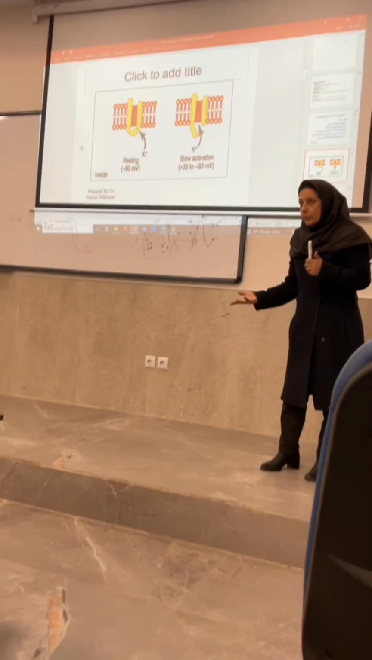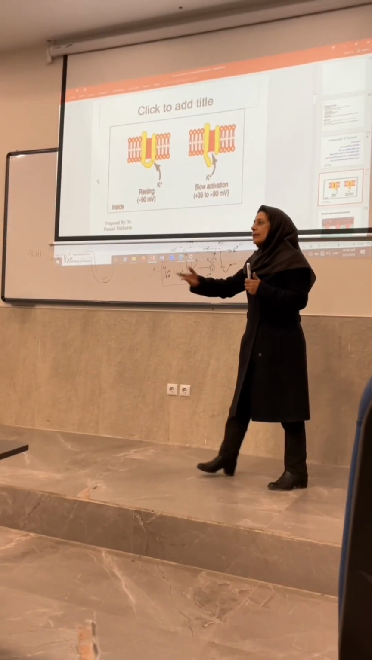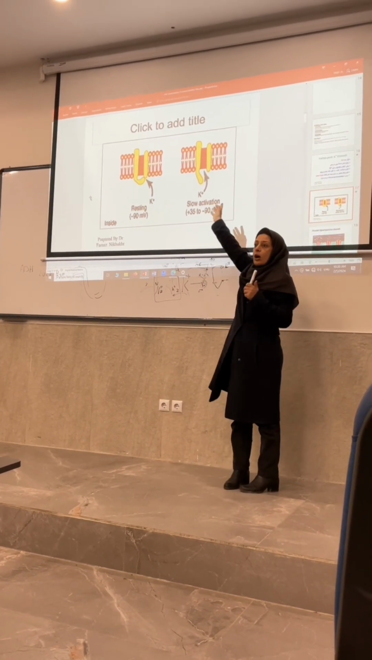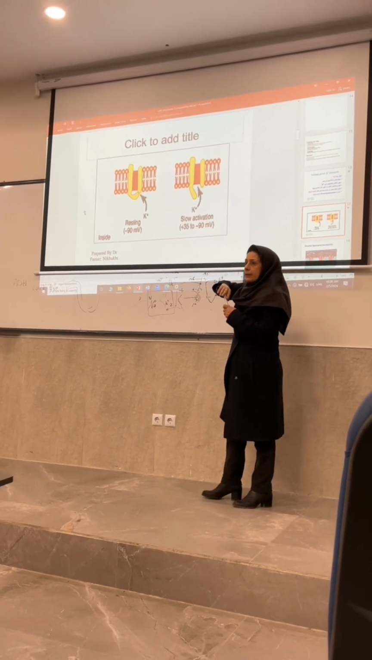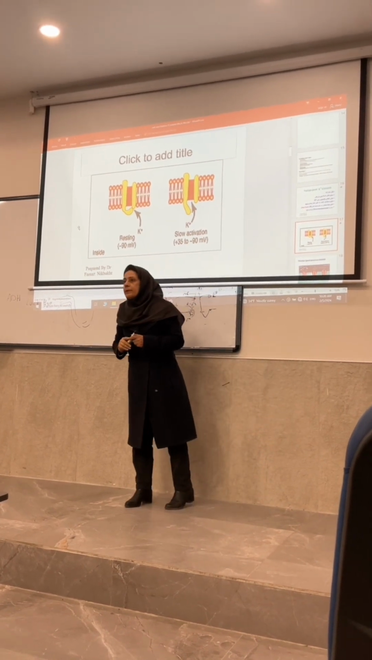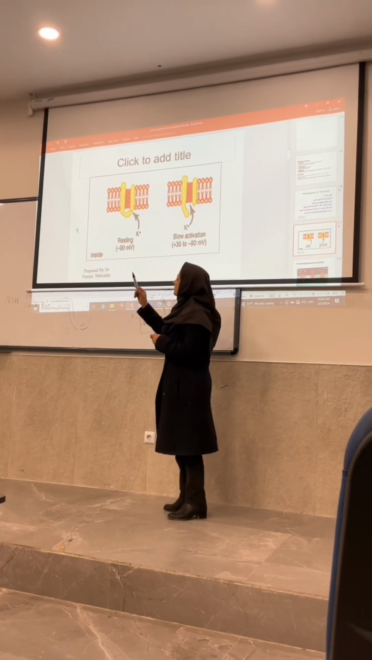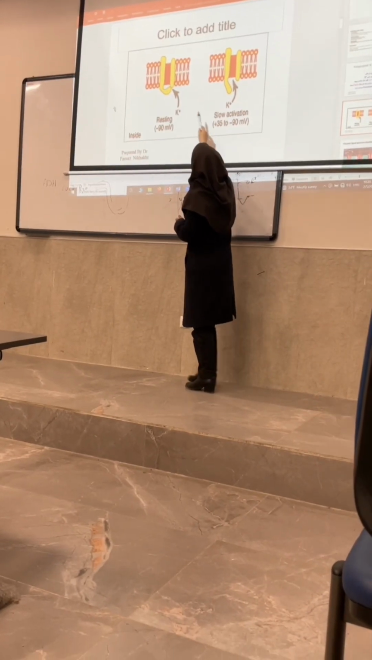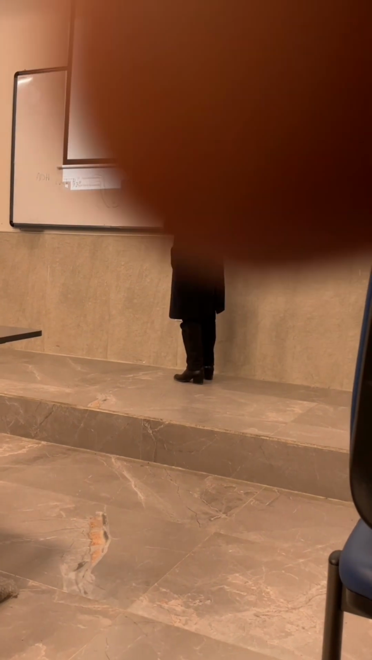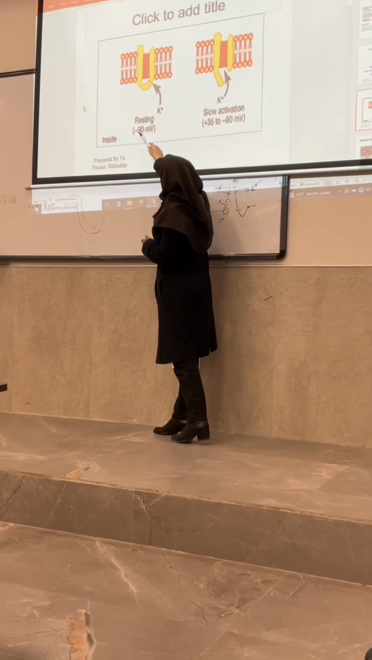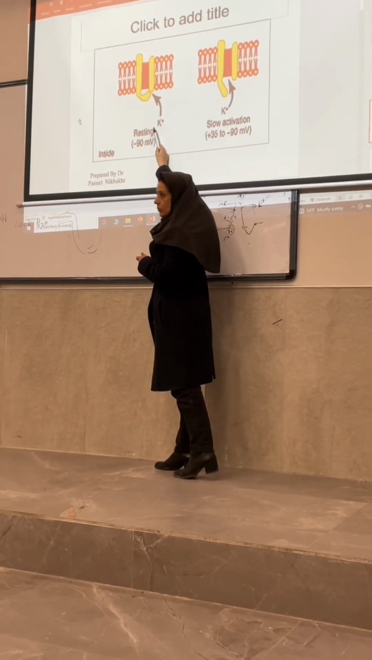Then, why more negative, more potassium going outside? In this part, it has not been stopped. Why? Because this channel is very slow compared to the sodium channel. So slowly it will go, and then come back to this. It starts to open there and it wants to come back at minus 90 and close, okay?